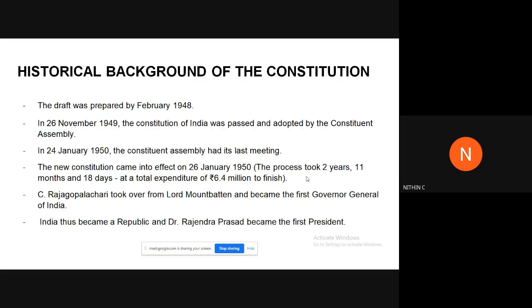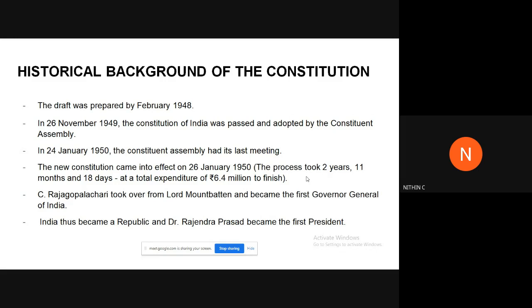The draft was prepared by February 1948. On 26 November 1949, the Constitution of India was passed and adopted by the Constituent Assembly. On 24th January 1950, the Constituent Assembly had its last meeting. And obviously, on the Republic Day, that is 26th January 1950, the new Constitution came into effect. And this is actually the timeline. These are the different important dates, when you go through the historical background of the Constitution.